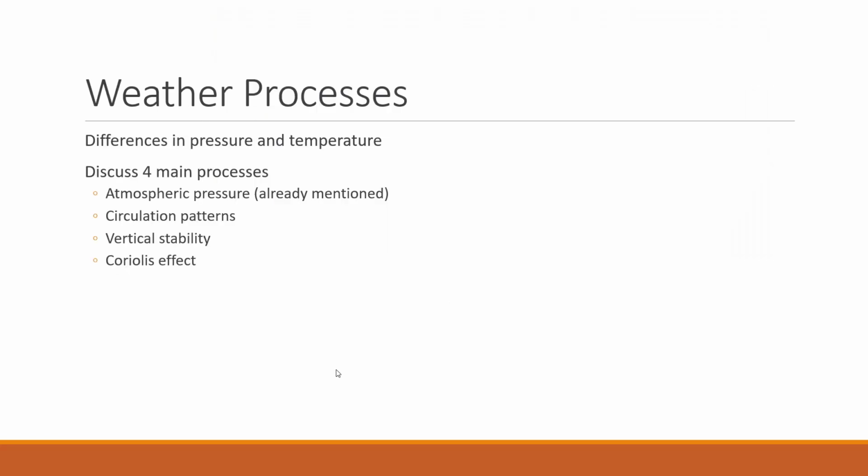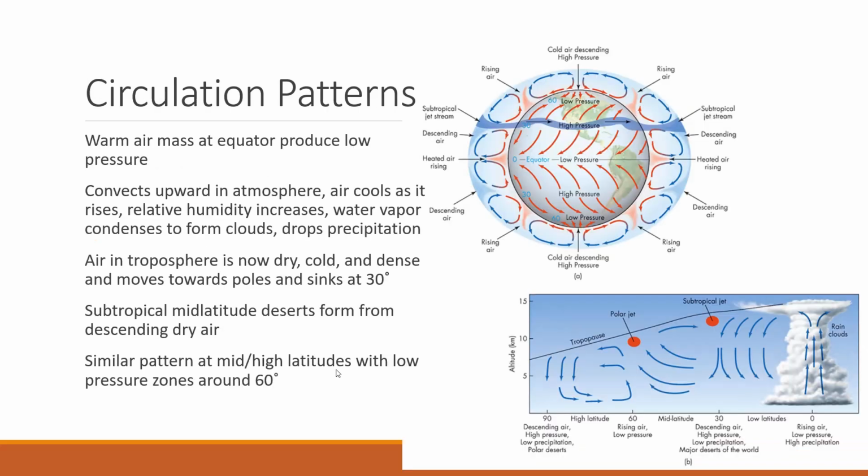So weather processes are very important for looking at differences in pressure and temperature. The main processes that are going to control these are going to be atmospheric pressure, which I've already talked about, circulation patterns, vertical stability, and the Coriolis effect. So circulation patterns develop globally.